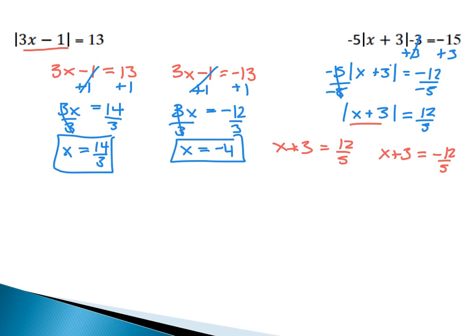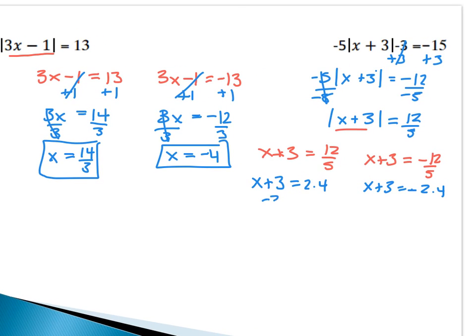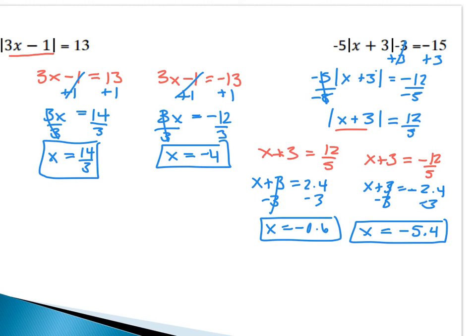Let's turn 12 over 5 into a decimal. Divide these two numbers out. You're going to get x plus 3 equals 2.4, or x plus 3 equals negative 2.4. If that makes you happy, we can put it as a decimal. Then we will subtract 3 from both sides, and we'll get x equals negative 0.6. And here, subtract 3 from both sides, and we'll get x equals negative 5.4. You can have those as a fraction or put them as a decimal. I know some of you would prefer to put them as a decimal.